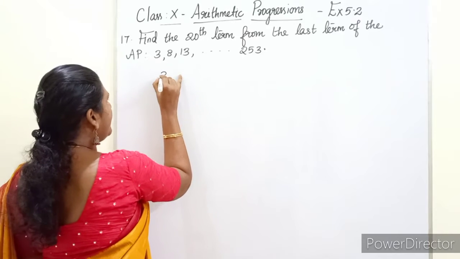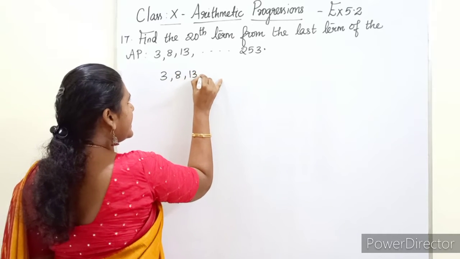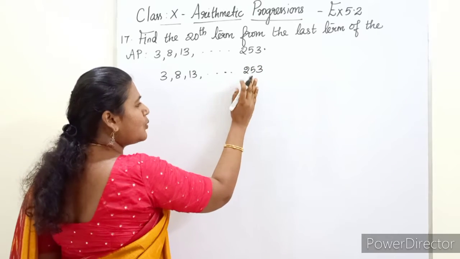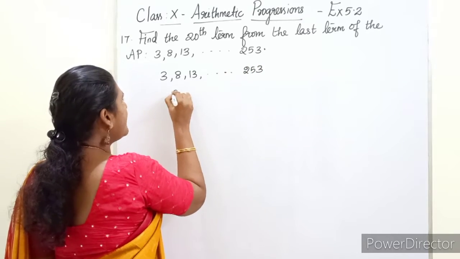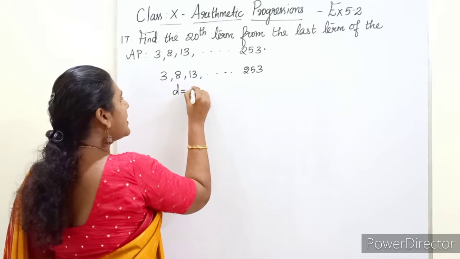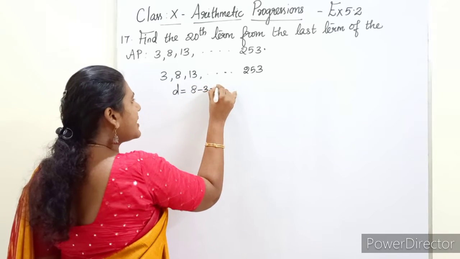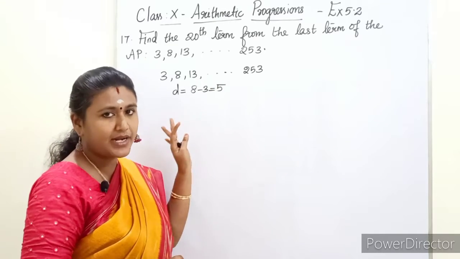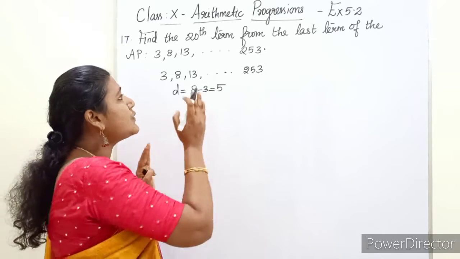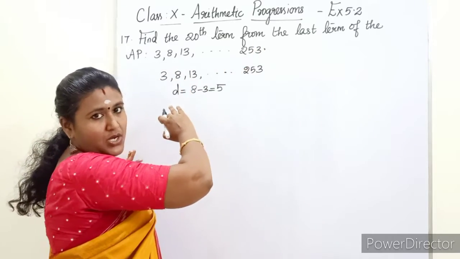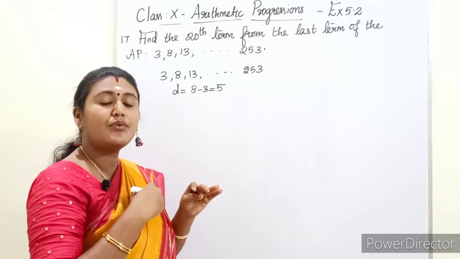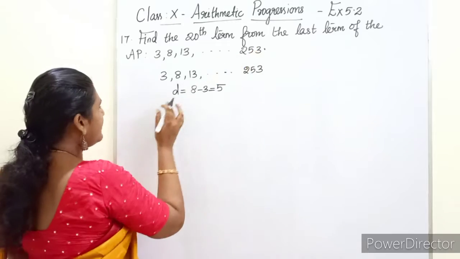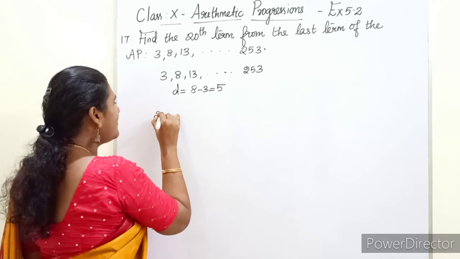The given AP is 3, 8, 13, etc., to 53. The common difference of this AP is D equal to A2 minus A1, that is 8 minus 3 is equal to 5. This is the common difference of the given AP. Now we have to find the 20th term from the last. So what we have to do is write the AP in reverse order, that is, this last term becomes the first term.